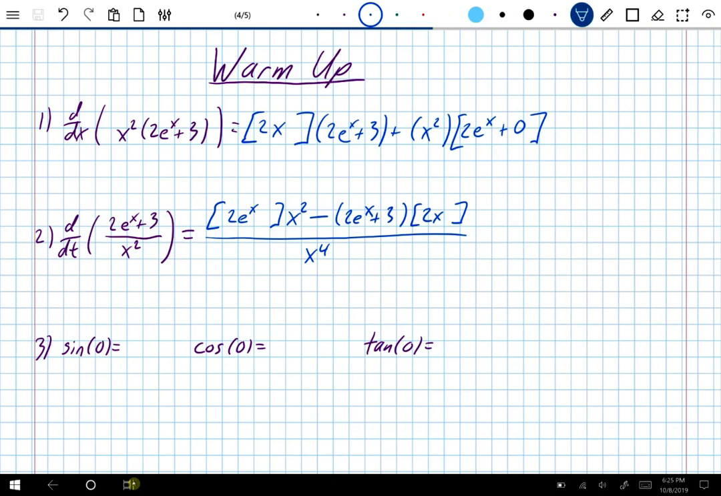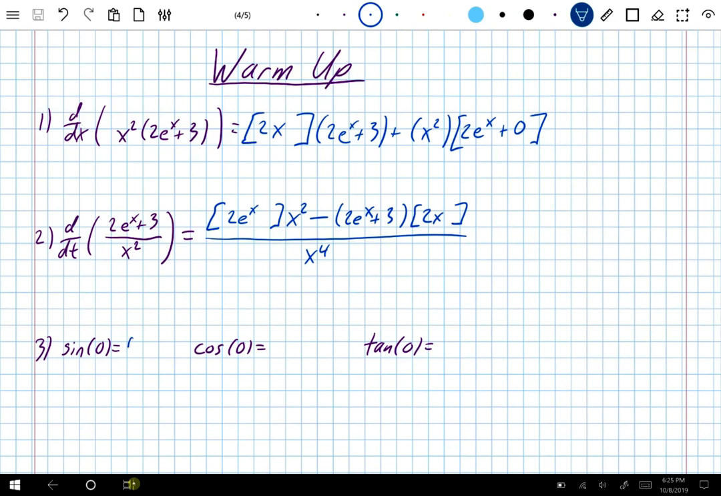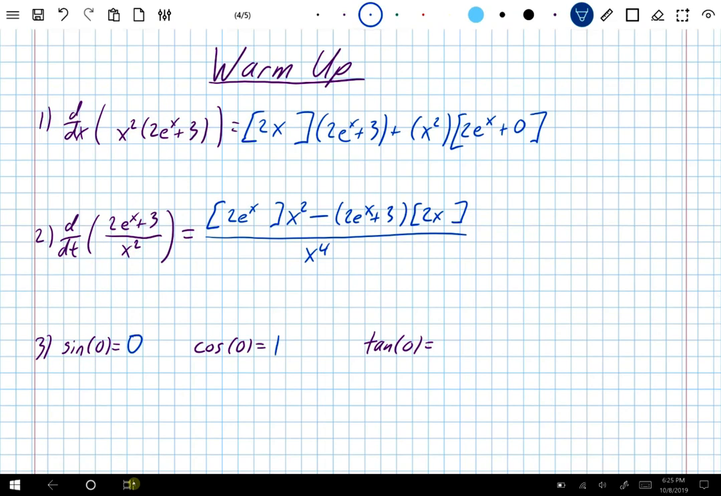Sine, cosine, and tangent of 0 should be automatic. Right, that should not be calculator work. It's based on intuition and understanding what's happening. Sine of 0 is 0. Cosine of 0 is 1. Tangent of 0 is, well, tangent of 0 is sine of 0 over cosine of 0. So that is also going to be a 0.